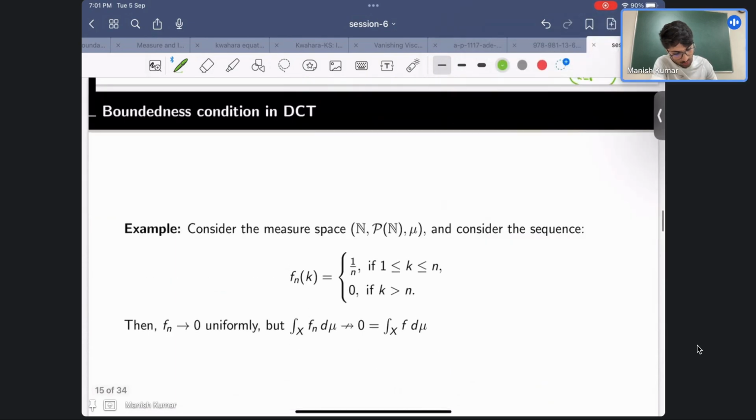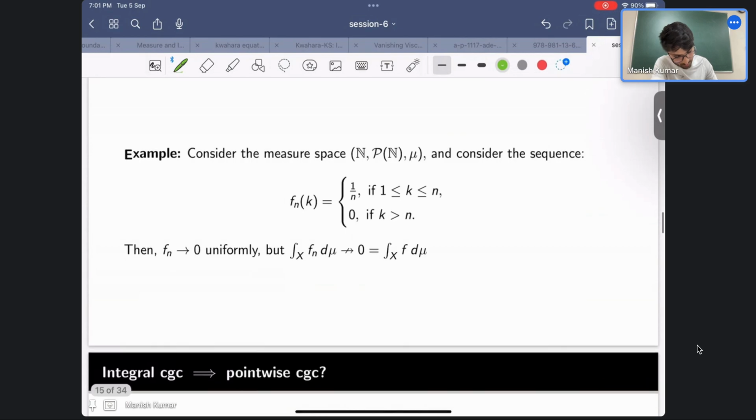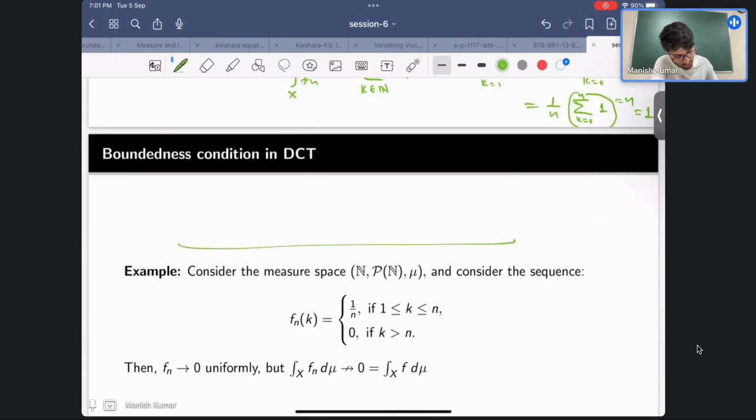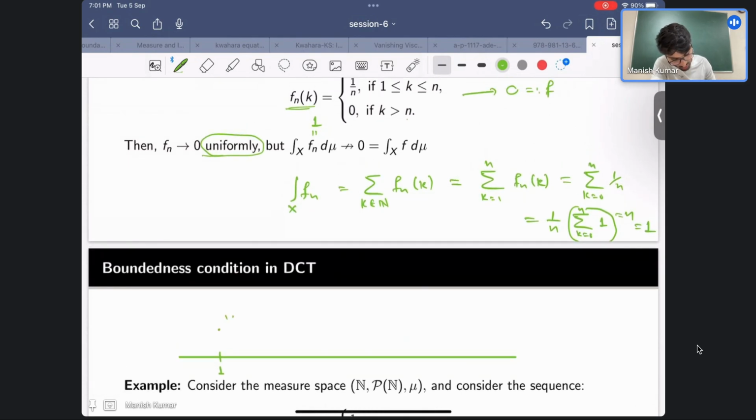Okay, so let us see the graph of this function. Suppose this is 0, 1, and here the value is 1, something fixed. So 1 by n, 2, 1 by n, 3, 1 by n, the same values.